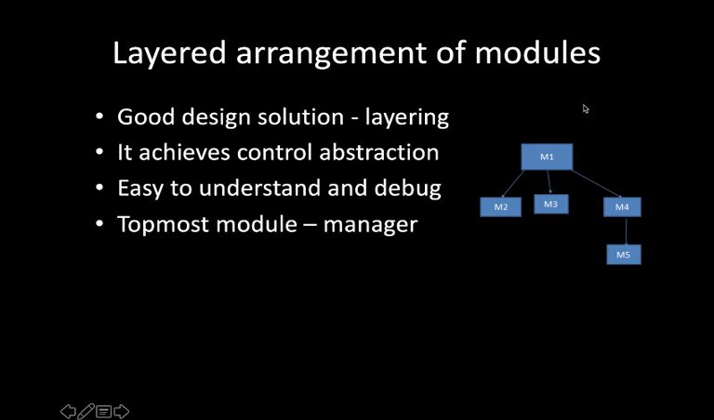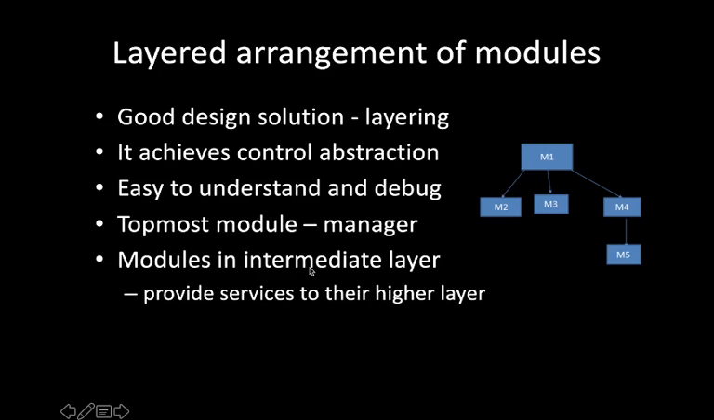Here we have some terminologies. The topmost module is known as the manager module. Then we have different modules in the intermediate layer. If we check the modules in the intermediate layer, they provide services to their higher layer. So all these are intermediate layers. These modules will be providing services to higher layers. If there are several different structures below M5, this can also be considered as an intermediate layer.